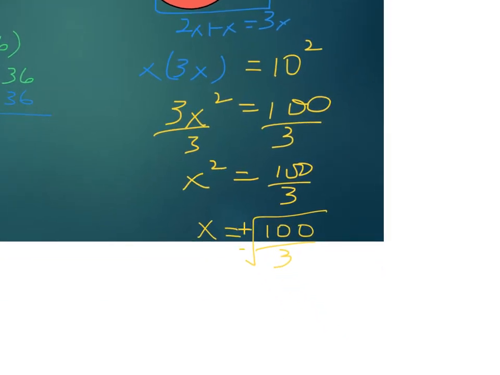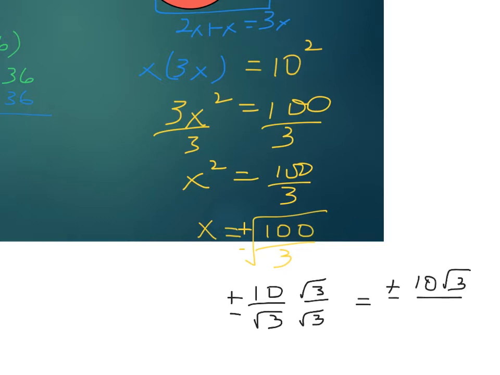So I could actually square root the 100. So the 100 turns into 10 over square root 3. I can't leave a radical in the bottom of my fraction. I have to rationalize by multiplying the top and the bottom by square root 3, leaving me with plus or minus 10 square root 3 over 3. That's your answer.